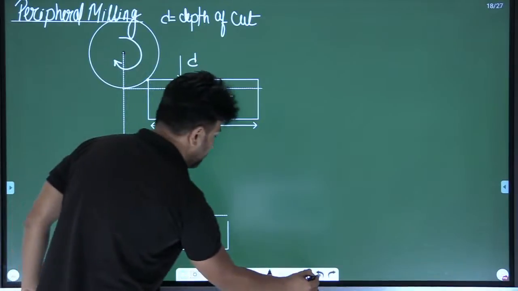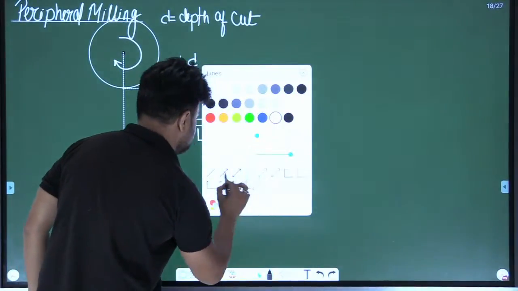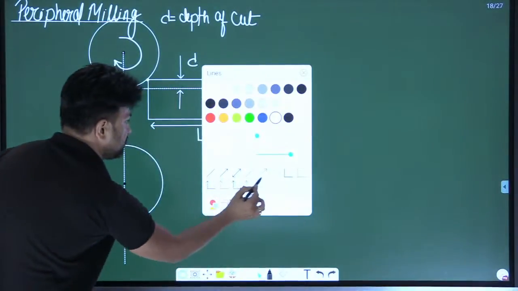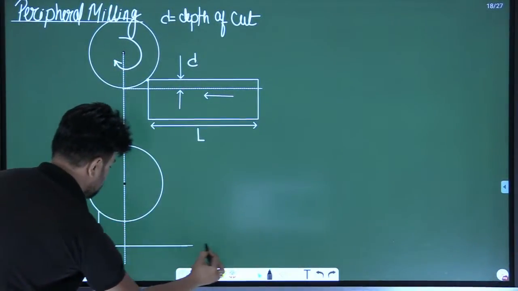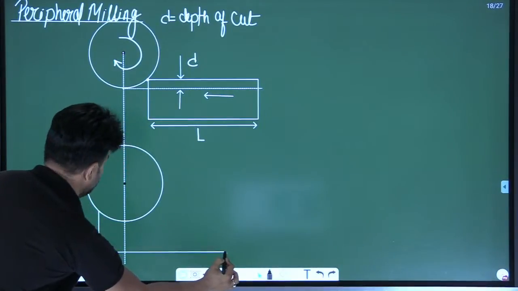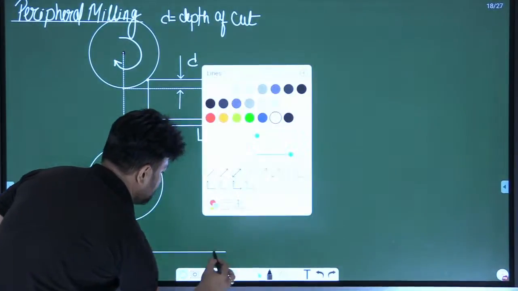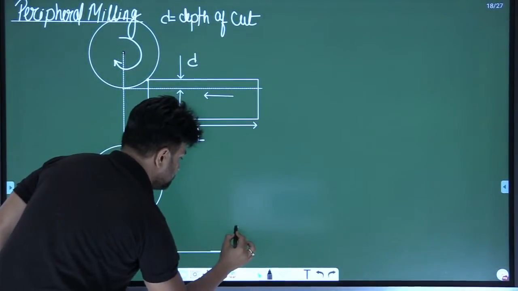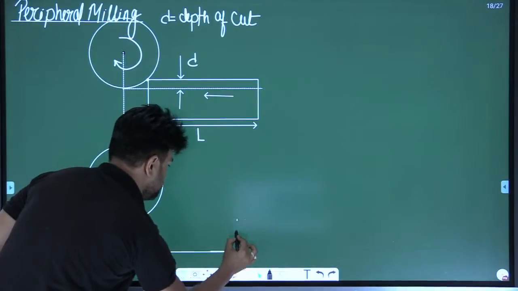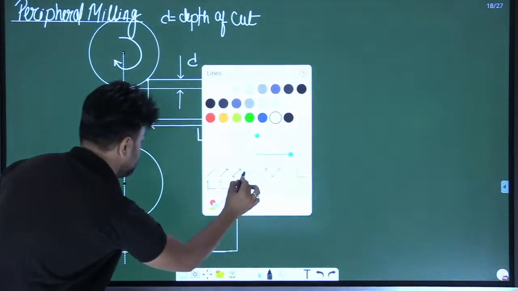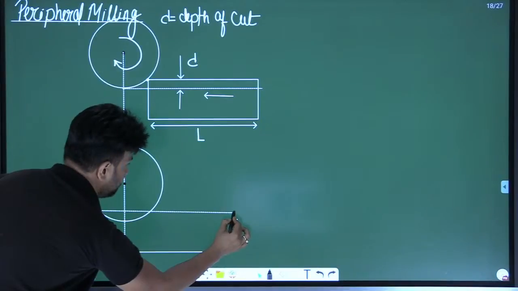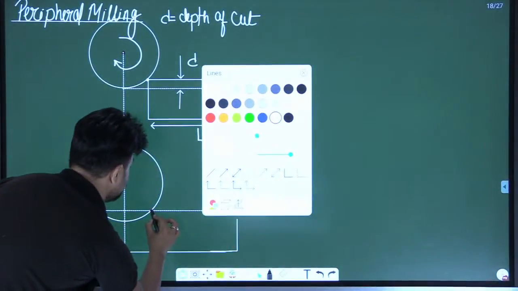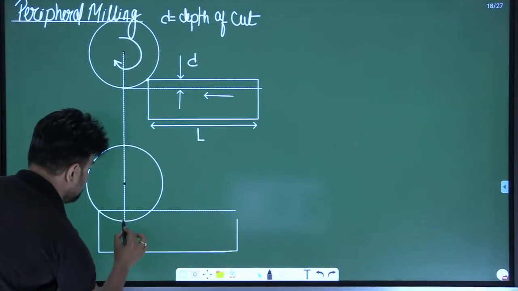Otherwise, I will draw again, because here the visualization is very important. That's why I'm asking you. Again, I'm trying to draw a bigger figure so that you will understand. This is a dotted line which I have drawn here.